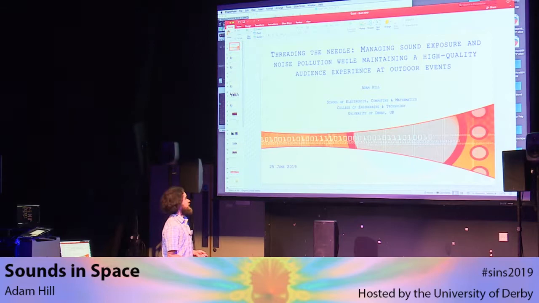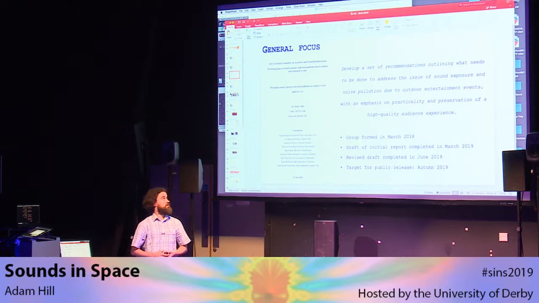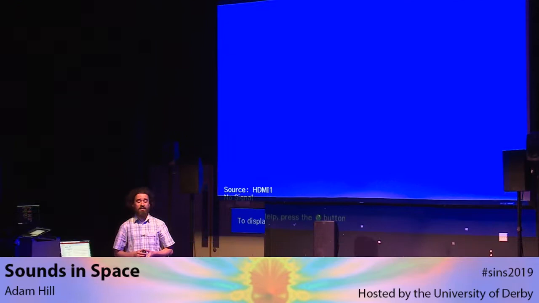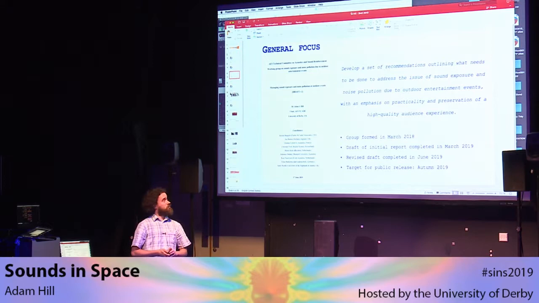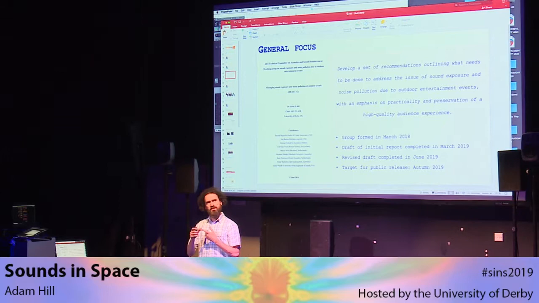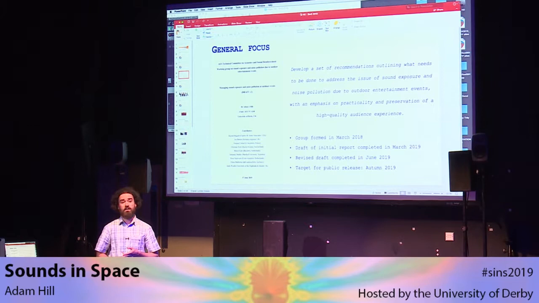So the general focus of this group was to develop a set of recommendations outlining what needs to be done to address the issue of sound exposure and noise pollution due to outdoor entertainment events, with an emphasis on practicality and preservation of a high-quality audience listening experience. The key here, and this is talking to the various members of the working group, is that no matter what we do for making sure we have a safe audio experience and not annoy the neighbors, we can't detract from a high-quality audience listening experience.